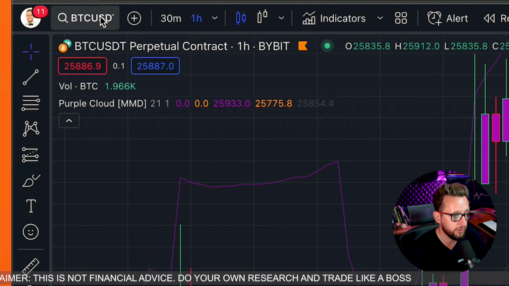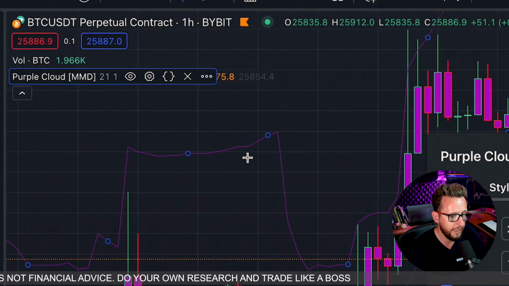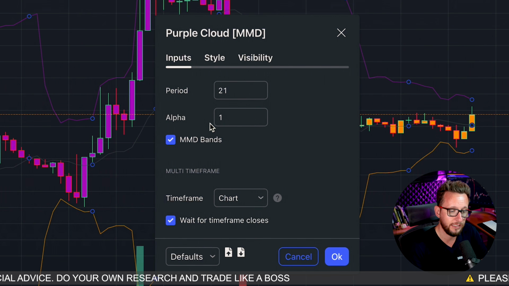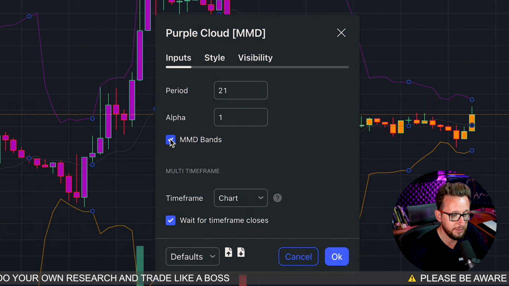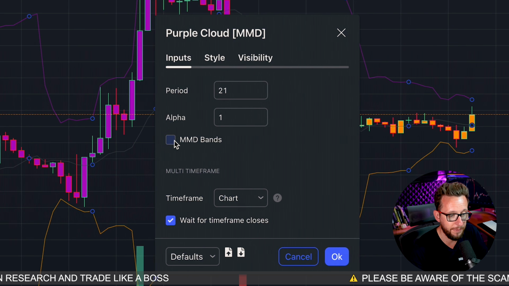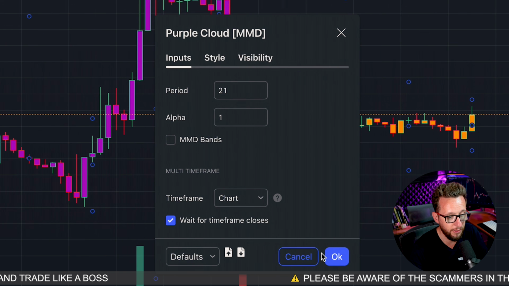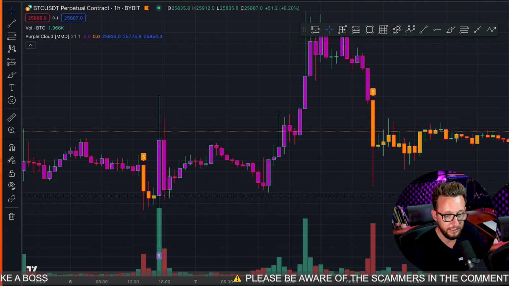And if we go back to the screen over here, we'll be able to see that there aren't that many actual settings. The settings we're going to leave as is. We're not going to be using the MMD bands just here, so we're going to remove those. And we're going to be looking at these indicators.